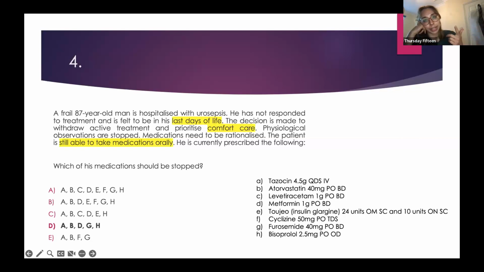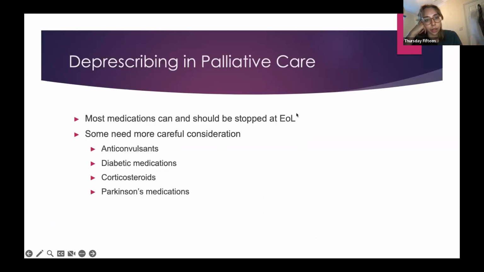Like, is the patient still eating and drinking? Has he been having hypos? We don't just want to stop it outright. And then F, we want to continue the cyclizine because it's an antiemetic. E is incorrect because we don't need to continue the metformin on this one. So this one's saying continue D, which we don't need to do.